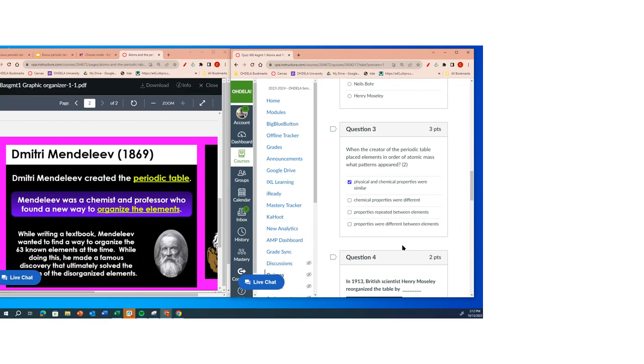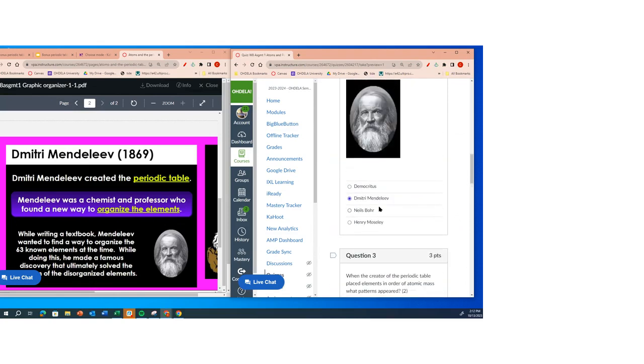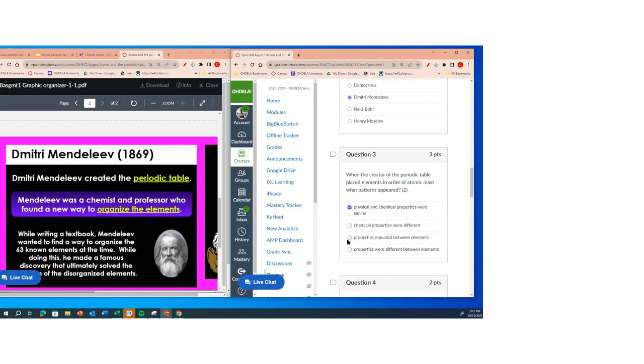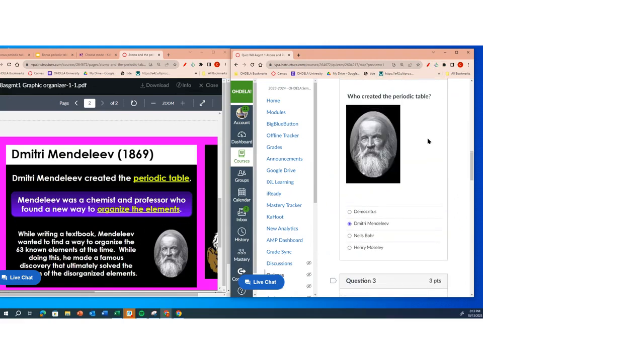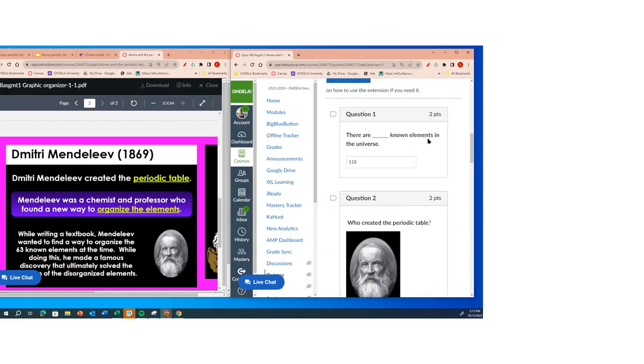And what's the next one? Anybody know? Where's B, C, or D on this one? Oh, I was on 118. Okay, so this is Dimitri. C. Properties repeated between. Yes, you got it, Madison. See, here it says different. So not different, they were similar between those two. Anybody need me to go back? Everybody got number one?